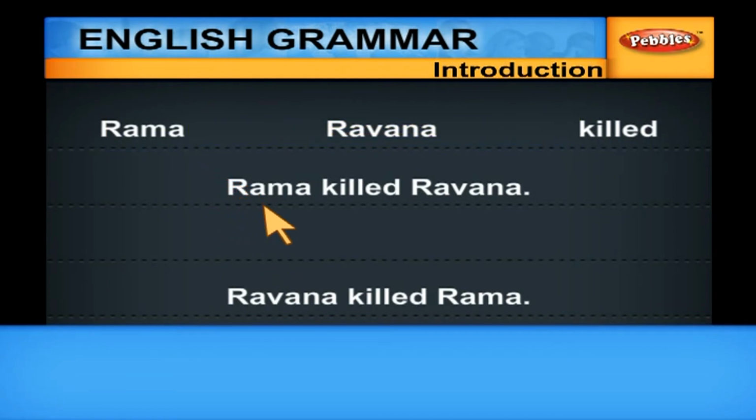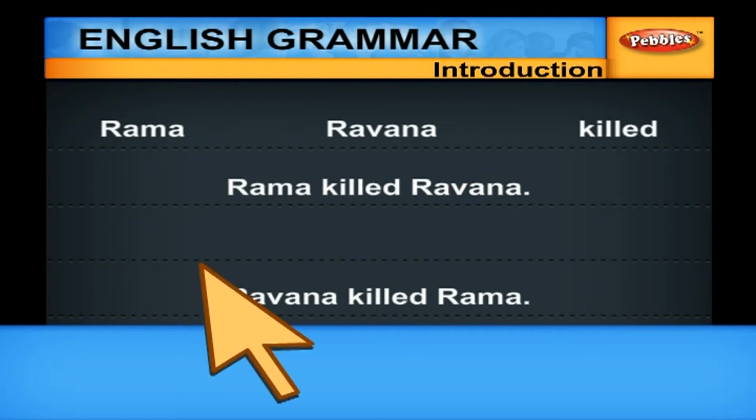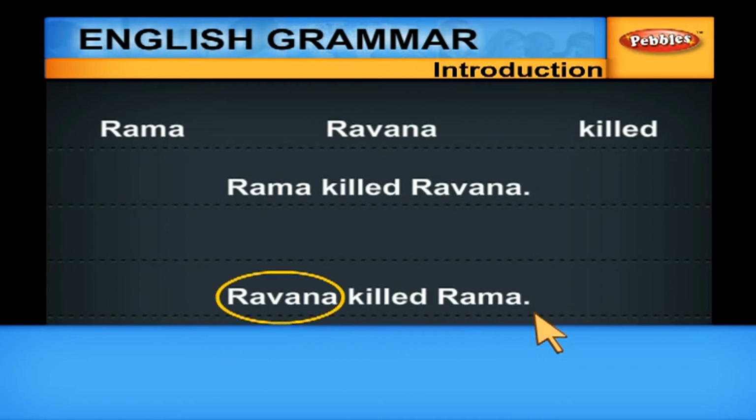When you say Rama killed Ravana, Rama becomes the doer, the killer, and the killed is Ravana. In the second sentence, when you say Ravana killed Rama, Ravana becomes the subject, the killer, and Rama becomes the killed. The change comes about because the ordering is different. You can understand that grammar is very essential to the learning of a language.